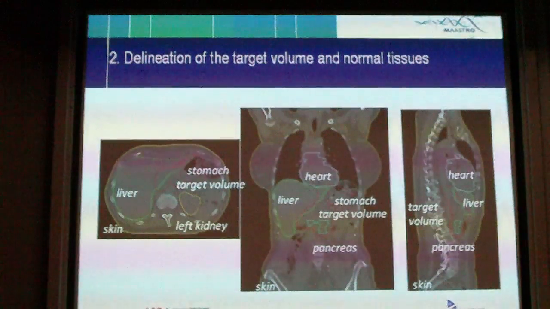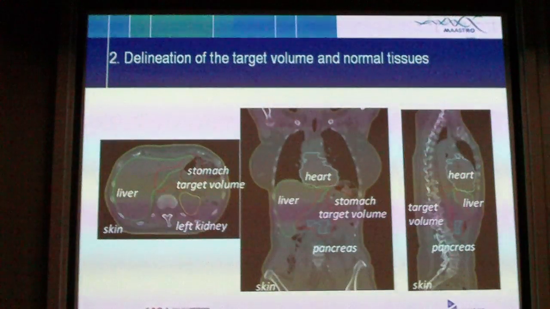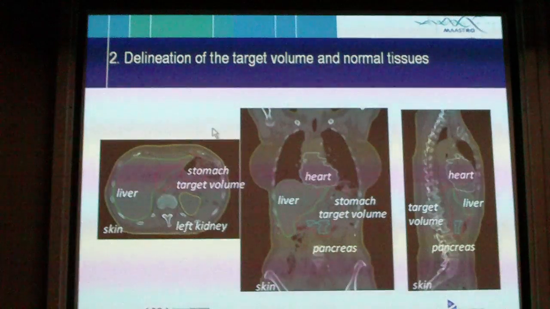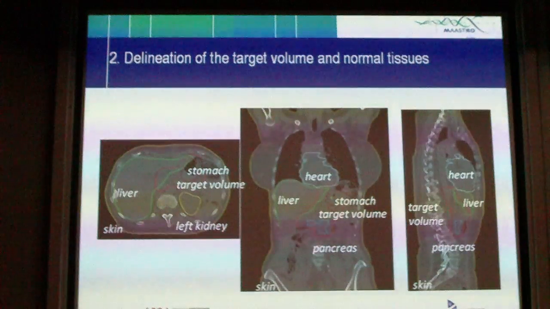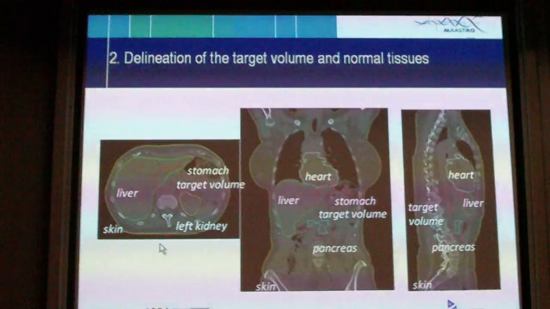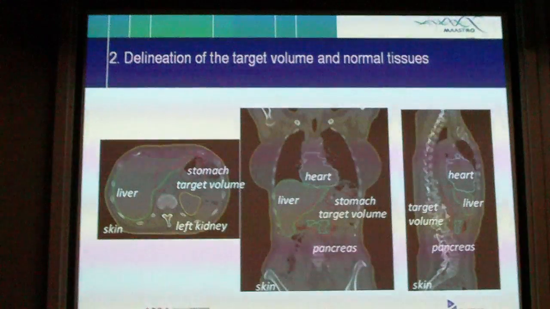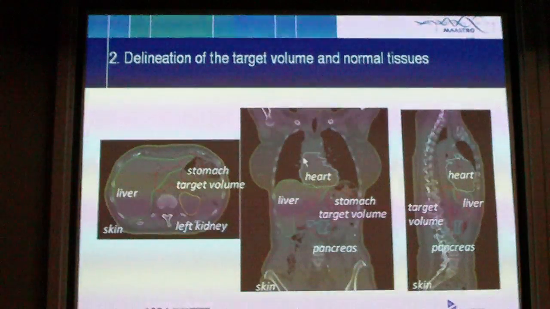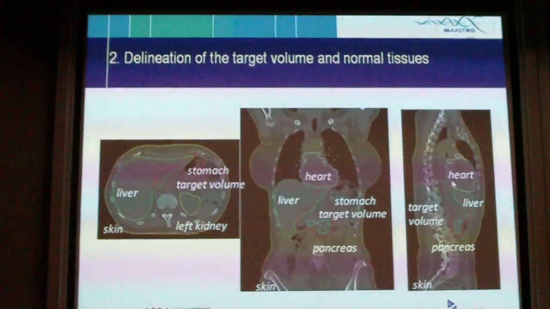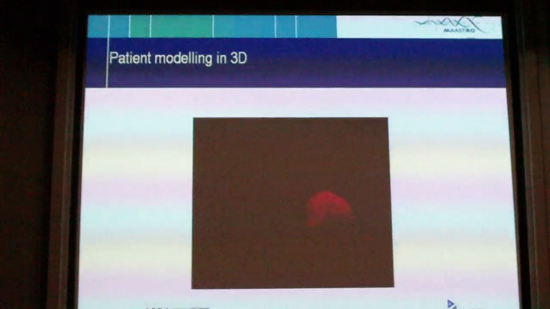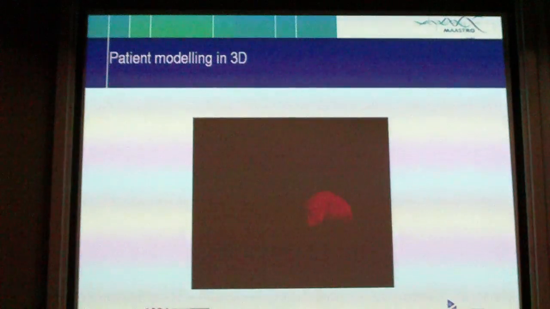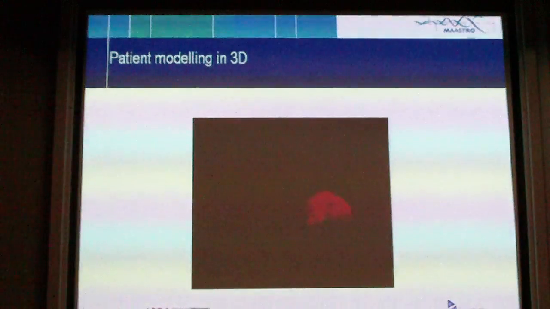Then step 2, you delineate your organs at risk, so your normal tissue and your tumor volume. This is now a 2D representation, so you immediately see that it's hard to see where the tumor is, where the liver is, heart, pancreas, stomach, kidneys. So what we are doing nowadays is we do that in 3D. Has anybody any idea what organ this is?